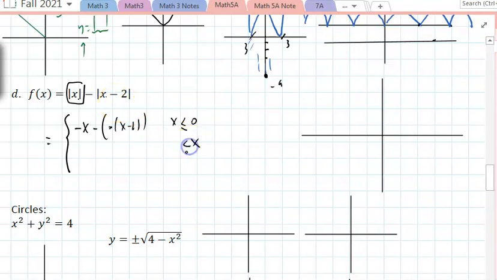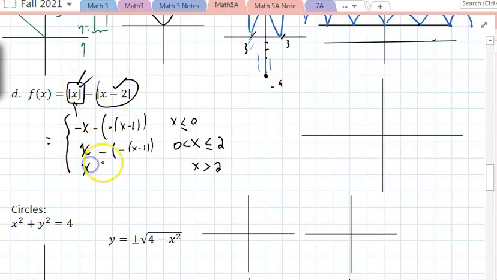If x is between 0 and 2, well, this is always positive, so I don't need an absolute value there. But this is negative. I would need a negative there. And if x is bigger than 2, which is that piece, this is always positive, I don't need an absolute value, and this is always positive, I don't need an absolute value.